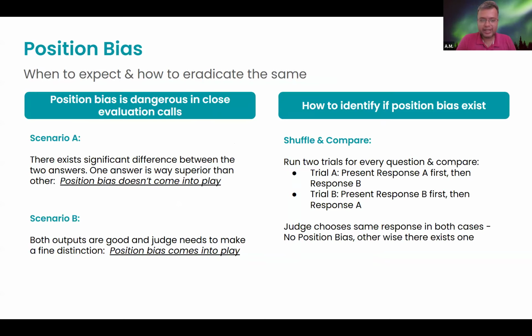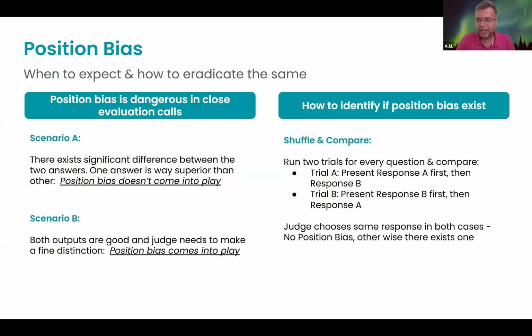In scenario A, when the answers themselves are so different, let's say the question you are asking is one where answer A and answer B are starkly different and only one answer is correct, the position bias will not come into play. It will start picking the right answer itself. But if both outputs are good, like the summarization example we talked about earlier in the slide, and the judge needs to make a final distinction, it might so happen that the position bias actually comes into play.